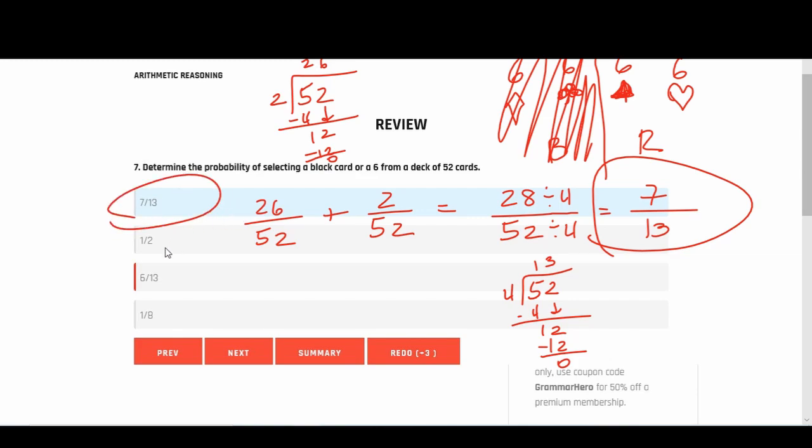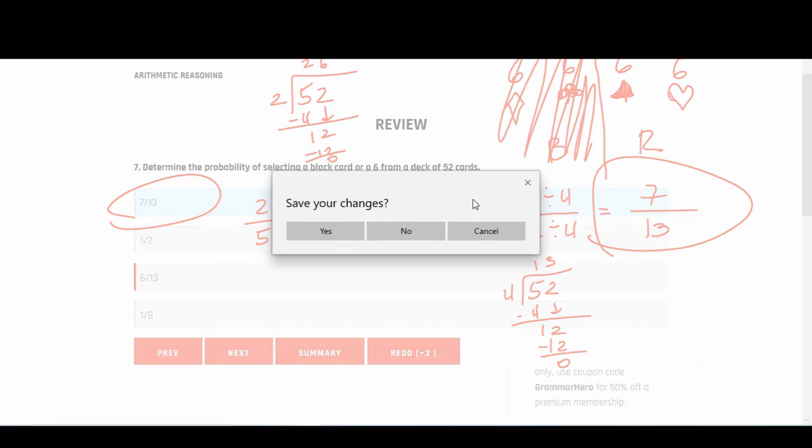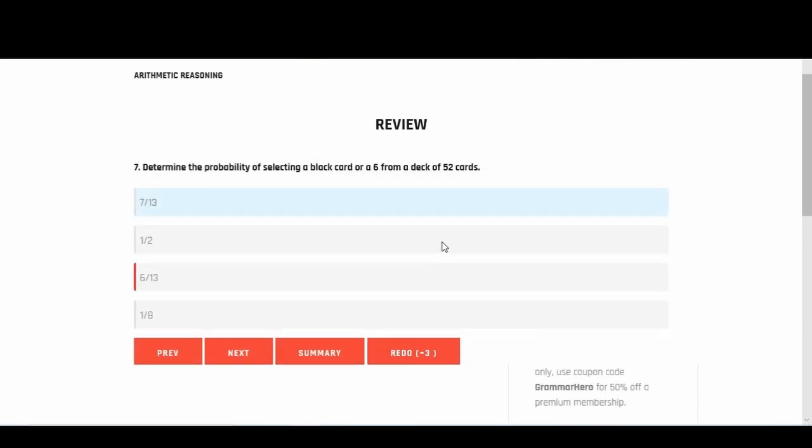Again, you really didn't need any knowledge of probability to solve this one. Your odds are half of picking a black card and 2 out of 52 of picking a red 6, since 2 of the black cards would be picked in the first count. So that was that one. A little bit tricky, but not too difficult.